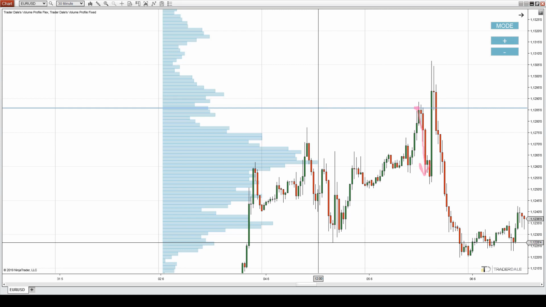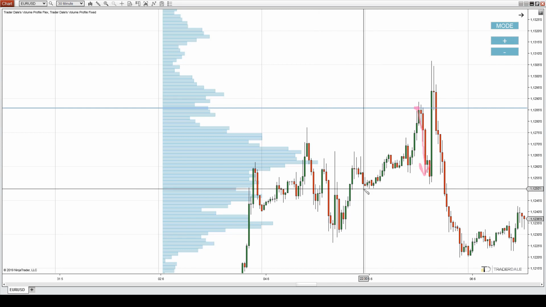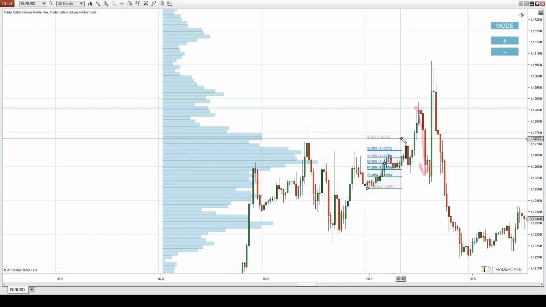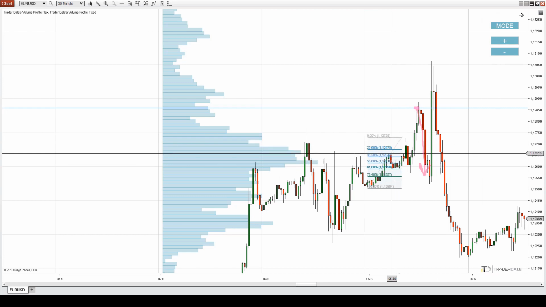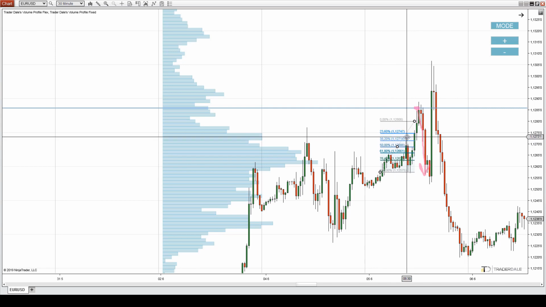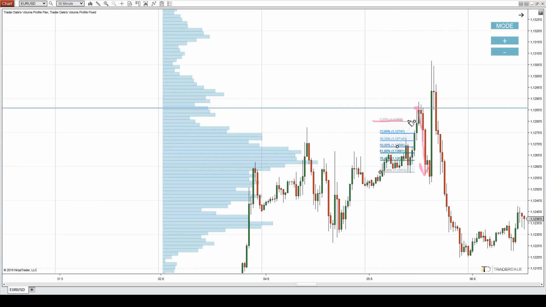Maybe there will be ABCD confirmation. Let me see, maybe from this point. This would be A, B. This would be C, and there would be the D, 5 pips below the level. Not bad. I would still consider it a confirmation of the level.